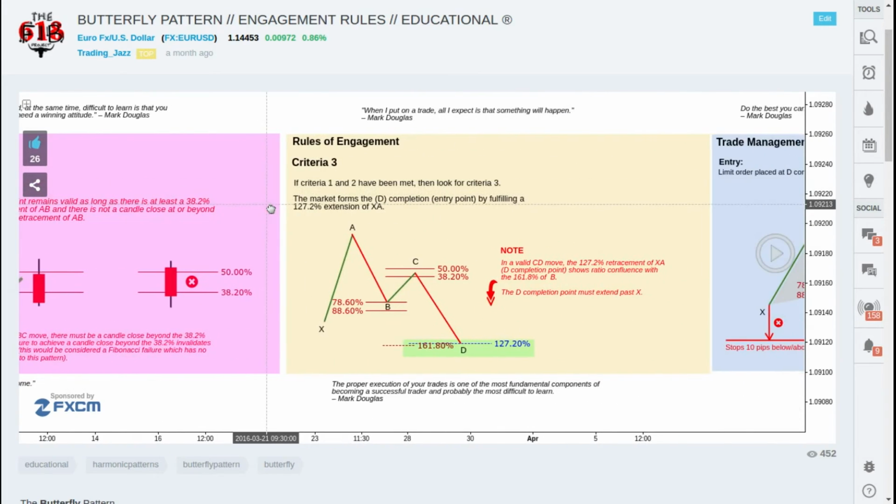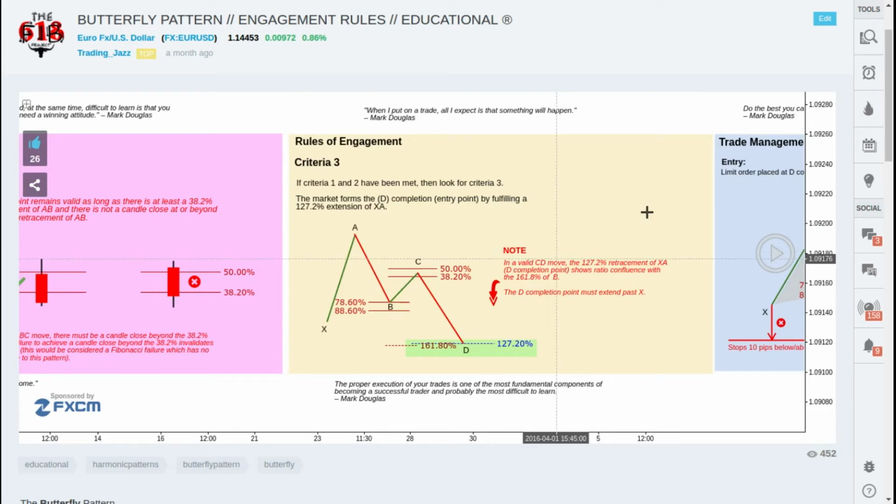Criteria 3. If criteria 1 and 2 have been met, then look for criteria 3. The market forms the D completion entry point by fulfilling a 127.2% extension of X to A.